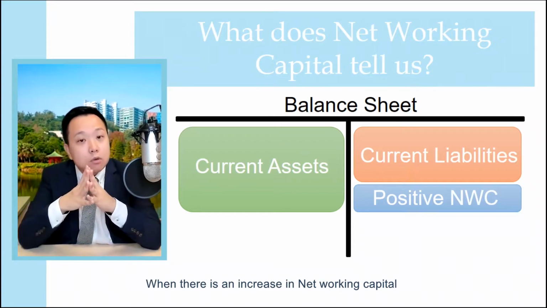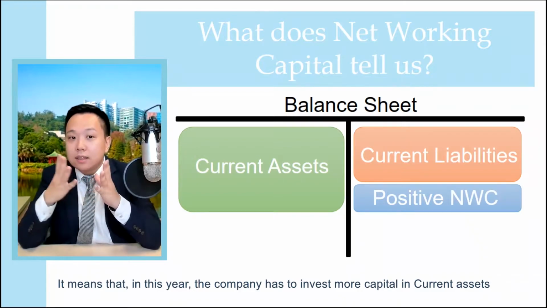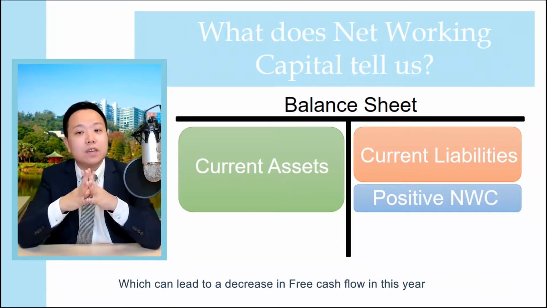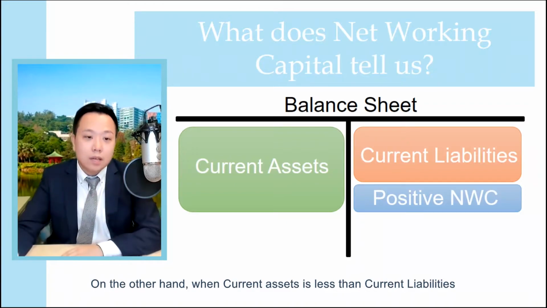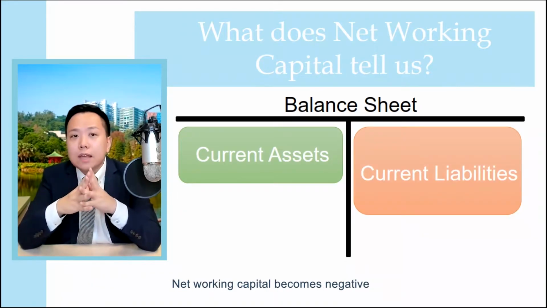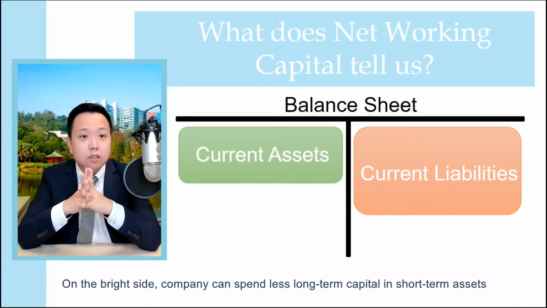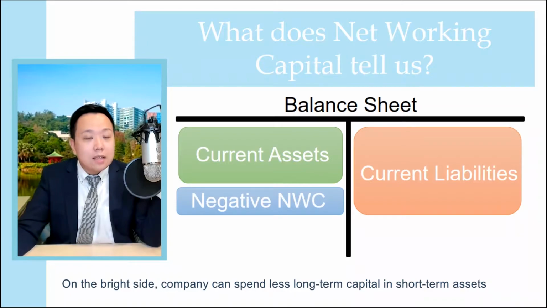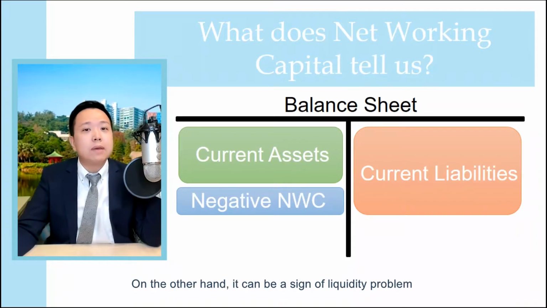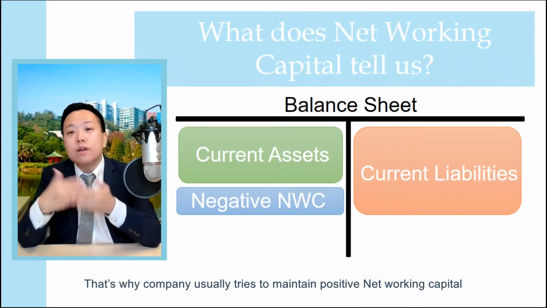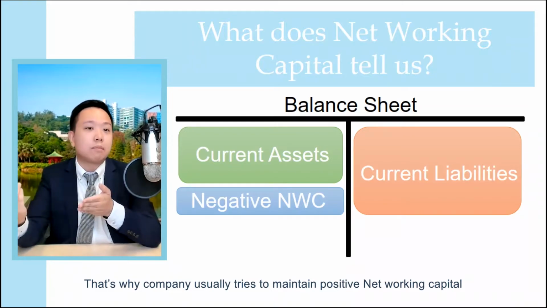So when there is an increase in net working capital, it means that in this year, the company has to invest more capital in current assets, which can lead to a decrease in free cash flow in this year. On the other hand, when current assets are less than current liabilities, net working capital becomes negative. On the bright side, the company can spend less long-term capital in short-term assets, but on the other hand, it can be a sign of liquidity problem. So that's why companies usually try to maintain positive net working capital.